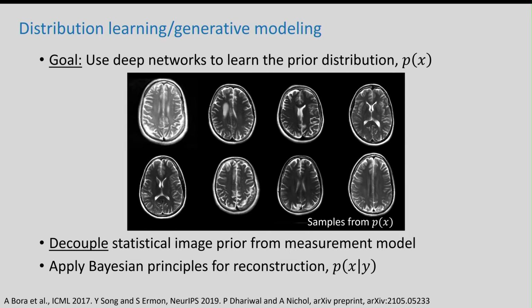And this idea is that we want to explicitly decouple the prior from the measurement model. We want to just use the deep learning machinery to learn the prior. We don't want to model the measurement process because we already know the measurement process quite well. We have a good notion of the physics of the system. And then we'll use this Bayesian approach to sample from the posterior.